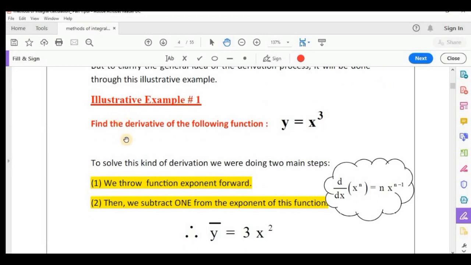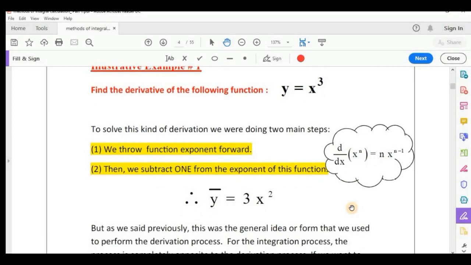Find the derivative of the following function: y equals x to the power 3. To solve this kind of derivation, we do two main steps. We bring the function's exponent forward, as you can see here. Then we subtract 1 from the exponent of this function, n minus 1.